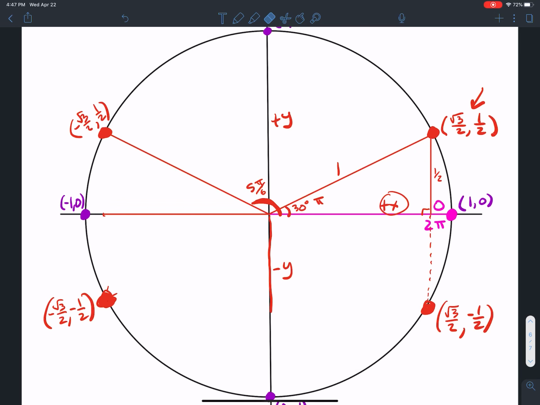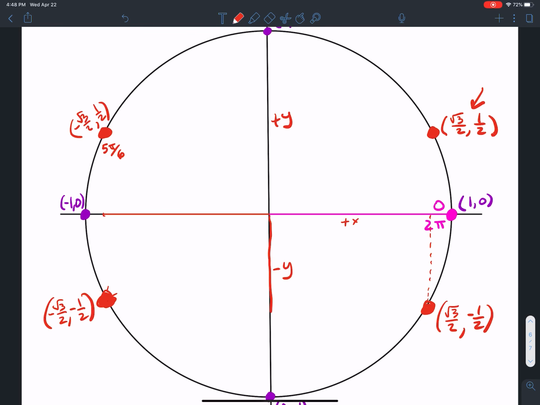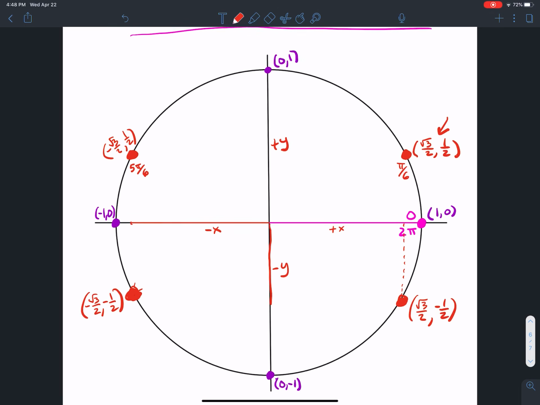Yeah, we can keep that in there, that's okay. Okay, so this angle here is 5 pi over 6. Okay, so that's my positive x and that's my negative x. This angle here is pi over 6. All right, let's do another one.